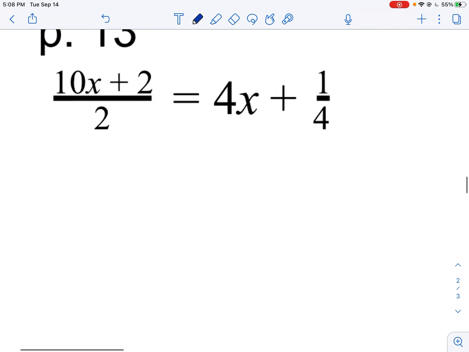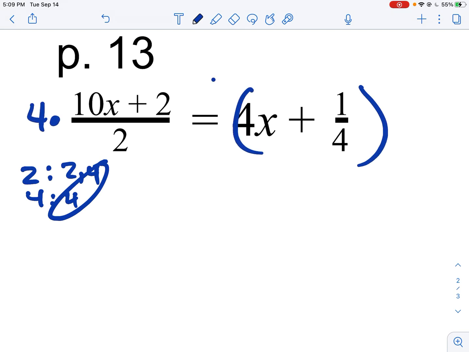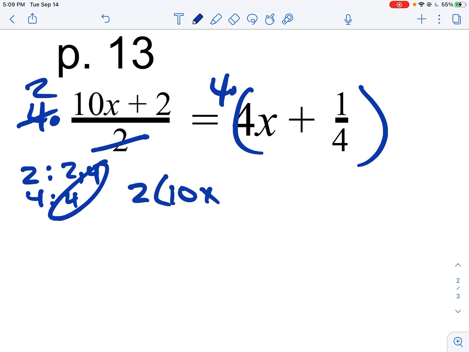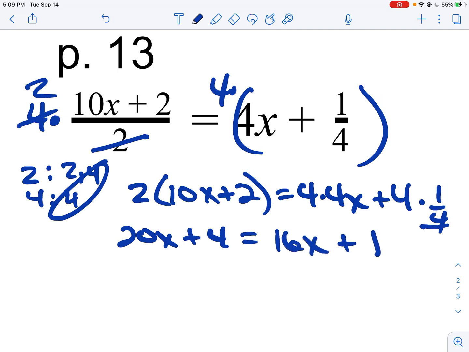Okay. Common denominators. We have 2, we have 4. 2, 4, 4. Yep, there we go. So I'm going to multiply this side of the equal sign by 4 and this side of the equal sign by 4. When I do that, this 2 cancels here and I have 2. So 2 parentheses 10x plus 2. Then I take 4 and I multiply it by 4x. Take 4 and I multiply it by 1/4. 20x plus 4 equals 16x plus 1, because these cancel.